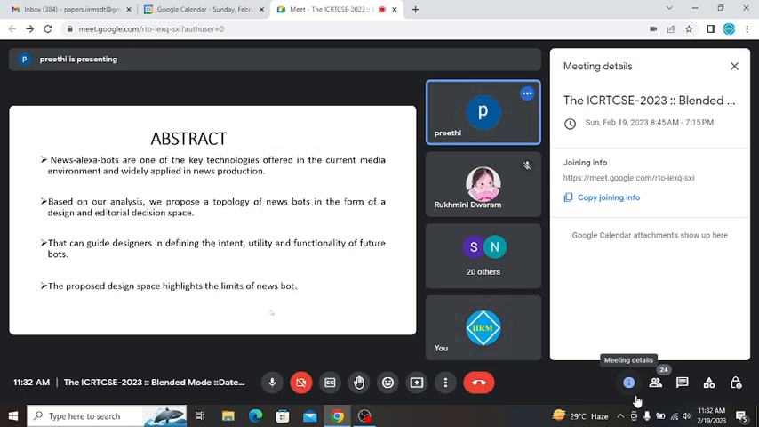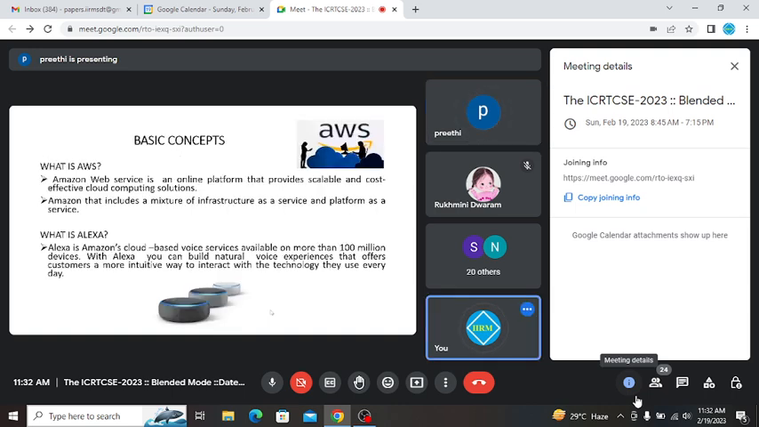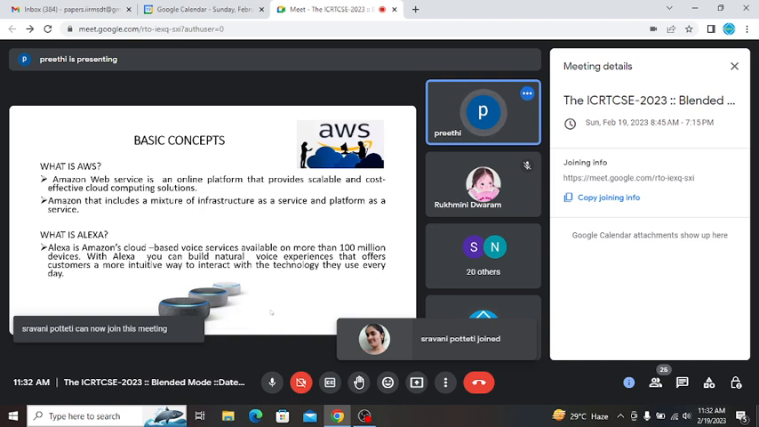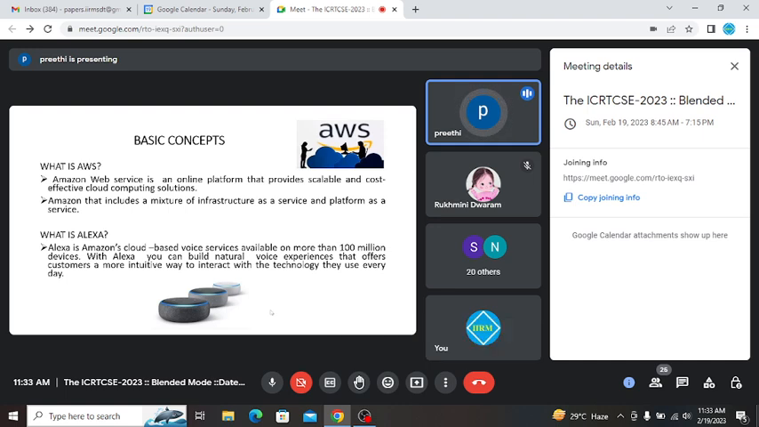And this is the abstract. News Alexa bots are one of the key technologies offered in the current media. Based on our analysis, we propose a news bot in the form of a design and additional editorial decision space. Editorial decision space is the limits of the news bot. The main objective of this project is that it is capable of voice interaction, with voice commands like "Alexa, tell me the news." It will tell some blogs, and the source names will be launched in the news section. Alexa gives real-time information, such as the news. These are the basic concepts.